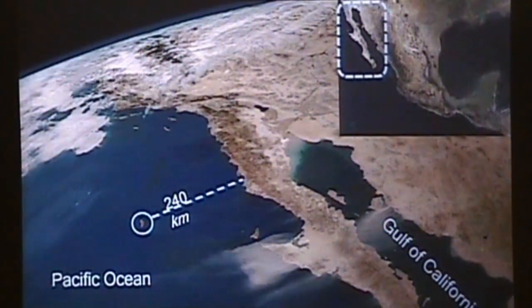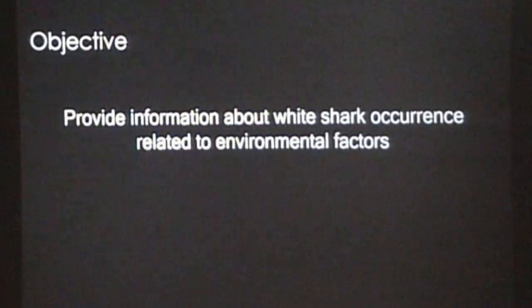If you want to go there, you need to take a live-aboard boat from the port of Ensenada, and in a trip of 24 hours, you will arrive at Guadalupe Island. So it's very far away.